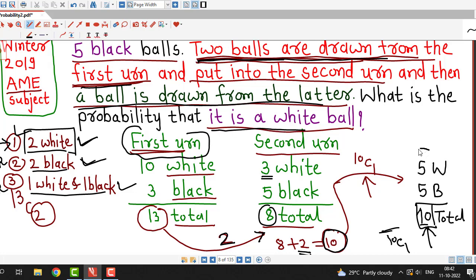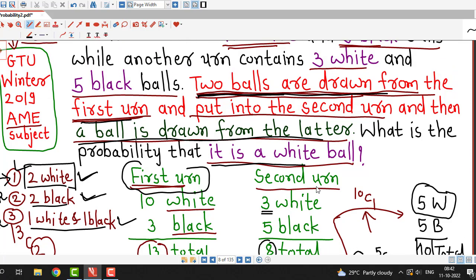So outcomes in favor of white ball are 5, because there are 5 white balls now in the second urn. So we can select one ball out of 5 white balls in 5C1 ways. That is, there are 5 ways to select white balls. So this probability will be 5 divided by 10. And here you can see there is an AND here. So we have to multiply all these probabilities.